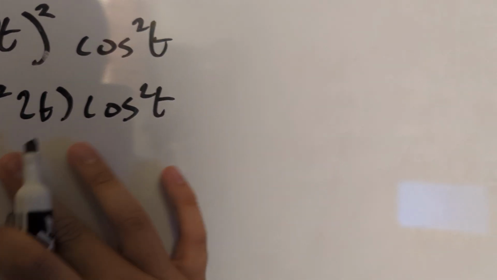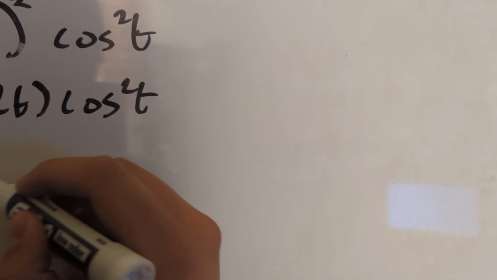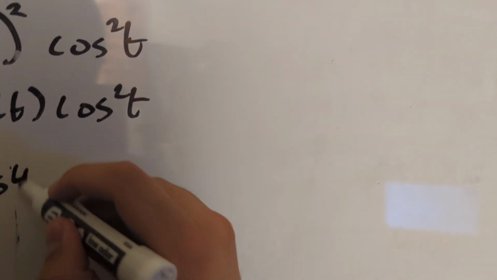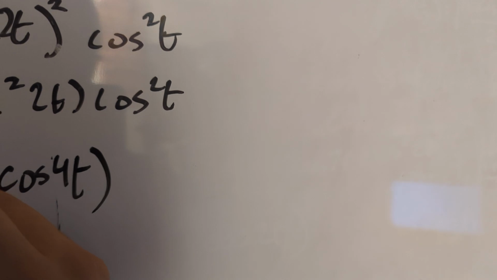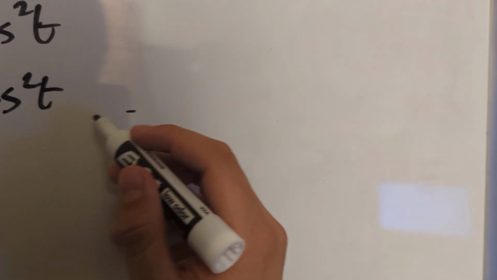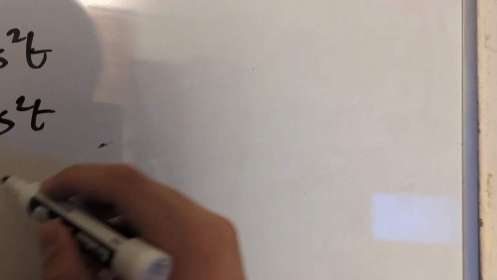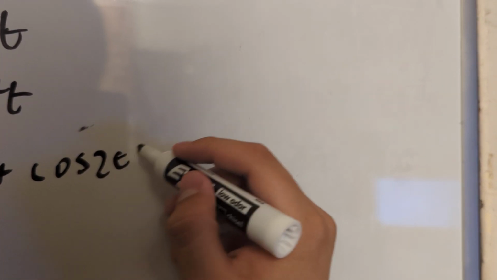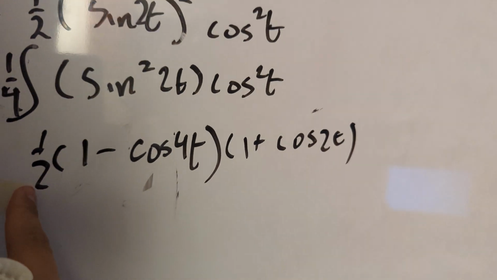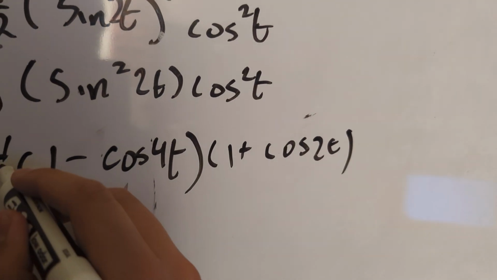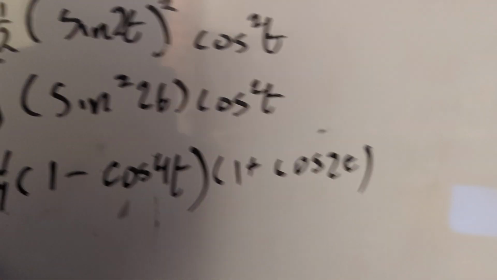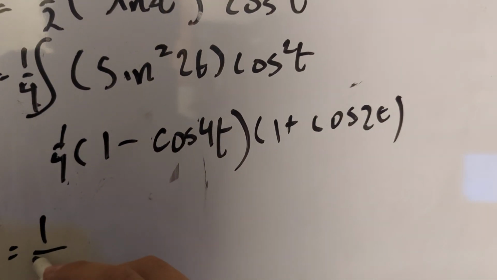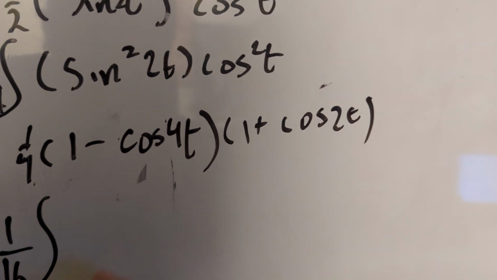cosine. Well, let's first do this: 1 minus cosine 4t, times 1/2, and then the cosine squared 2t would be 1 plus cosine 2t. I'm almost forgetting the 1/2 there, but that multiplies. 1/2 and 1/2, that's 1/4. And we can multiply the 1/4, get the constant outside the integral, which would be 1/16.